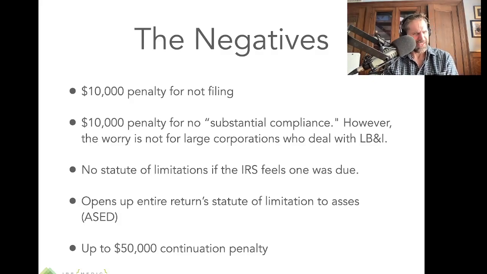That is what, $850,000 penalty that you have to prove the negative on. And that's really sort of the thing to watch out for.